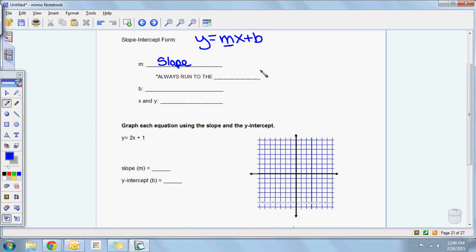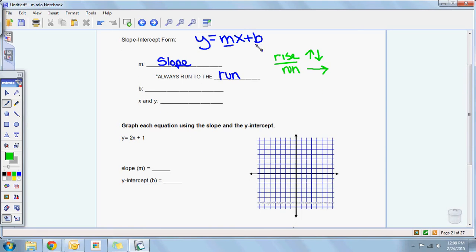When you graph slope, remember you always are going to run to the right. Slope is always rise over run. Let's write that over here. Rise over run is how you're going to remember slope. You're either going to go up for a positive number, down for a negative number, and you always run to the right. So don't forget that when you're graphing these slopes.